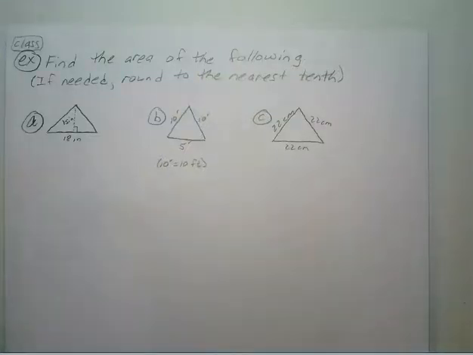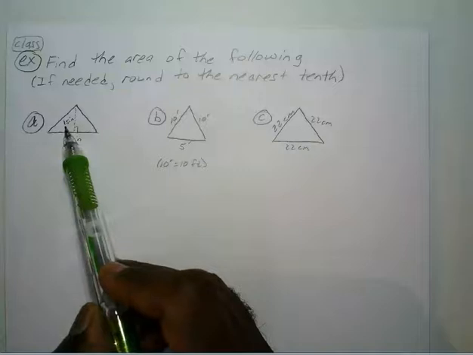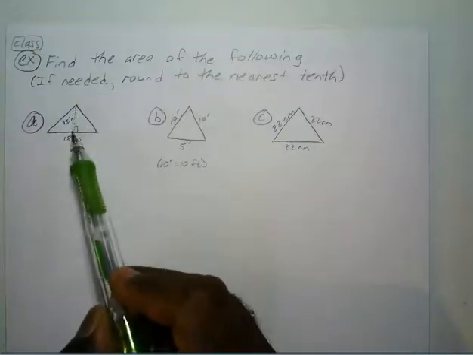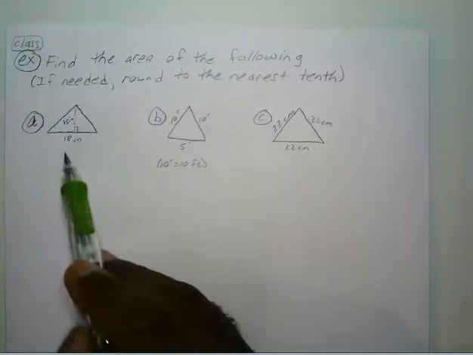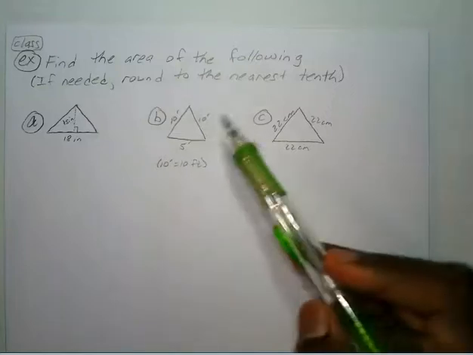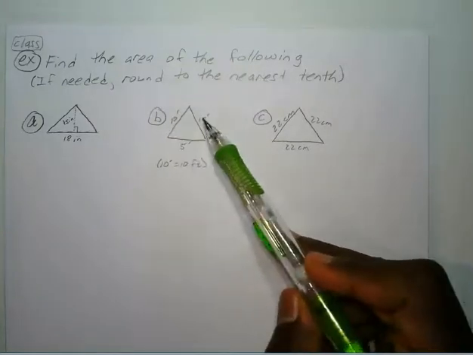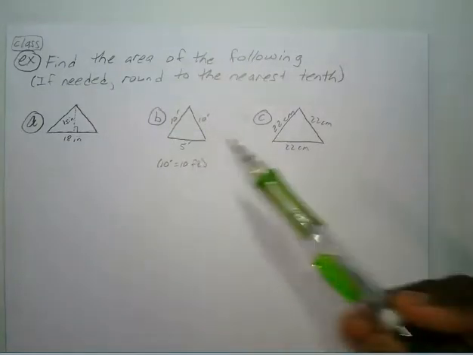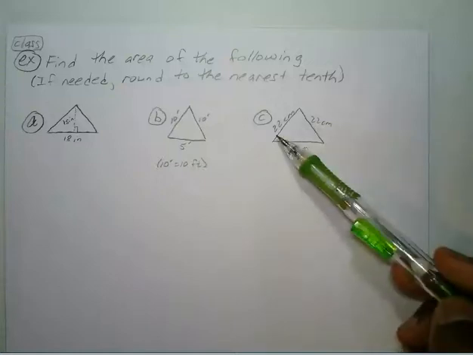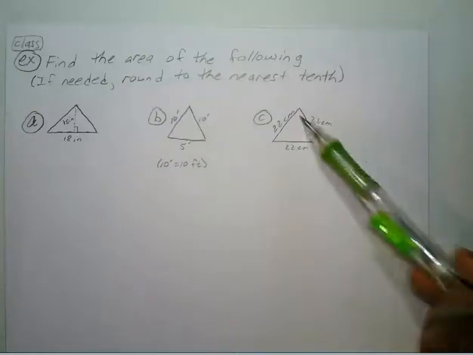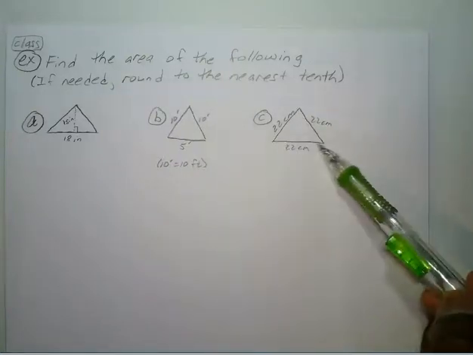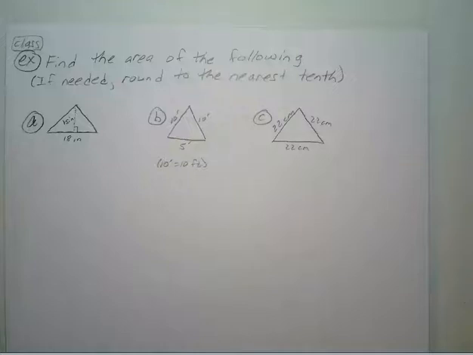Okay, so for A, you have 15 inches. That's the length there. And you have 18 inches. For B, you have 10 feet, 10 feet, and 5 feet. And for C, you have 22 centimeters for this side, 22 centimeters for this side, and 22 centimeters for this side. So what I want you to do is go ahead and press pause and solve these on your own.